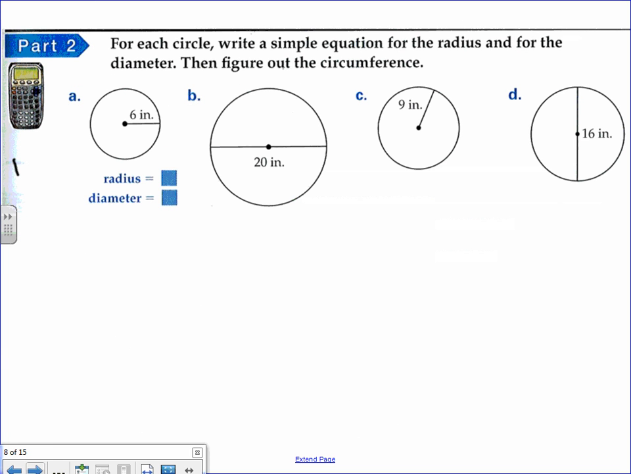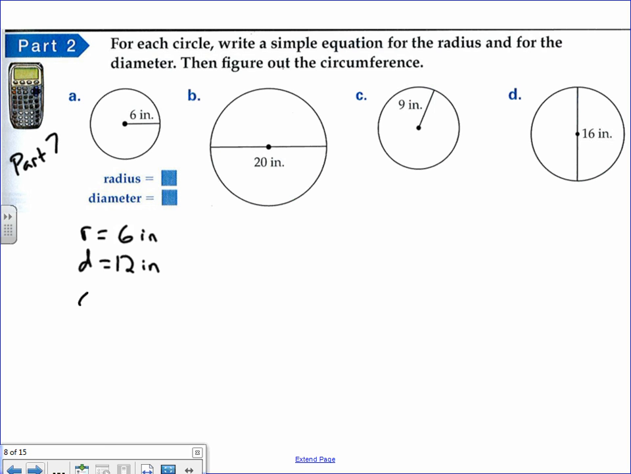So this is what is on part 7 of your test. For each circle, we're going to write a simple equation for the radius, for the diameter, and then we're going to figure out the circumference. So for circle A, radius is from the center of the circle to the edge. So that's what's given to us. It's giving us the radius is 6 inches. The diameter is always twice as much as the radius. So 6 times 2 is 12, so my diameter is 12.